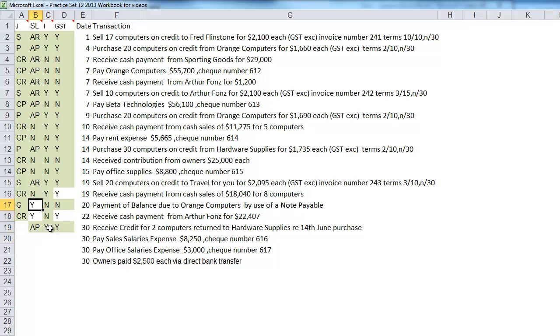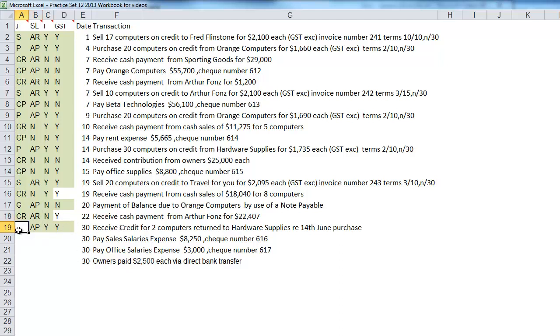Oh good, I can see why these are a problem now. Balance due for Orange computers by using note payable, so that'll be an account payable, and cash receipt Arthur funds, that'll be an account receivable. Right, I didn't complete them properly as well, they didn't go green. So this will involve account payable.